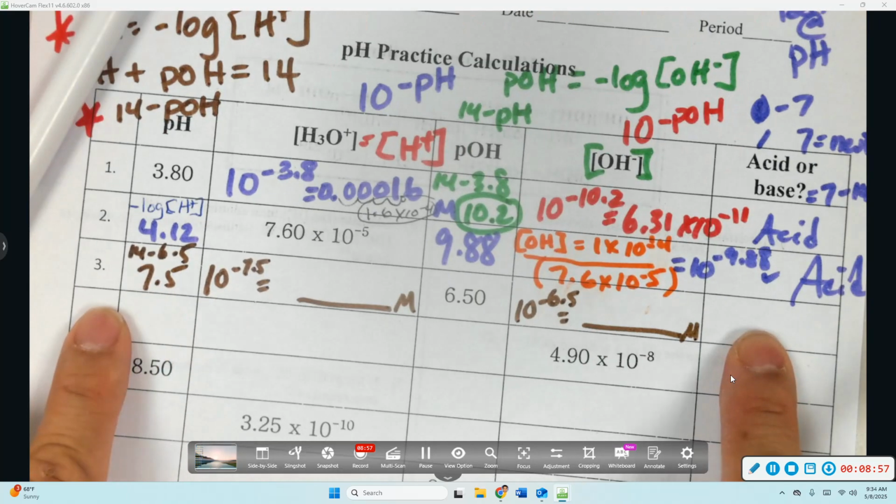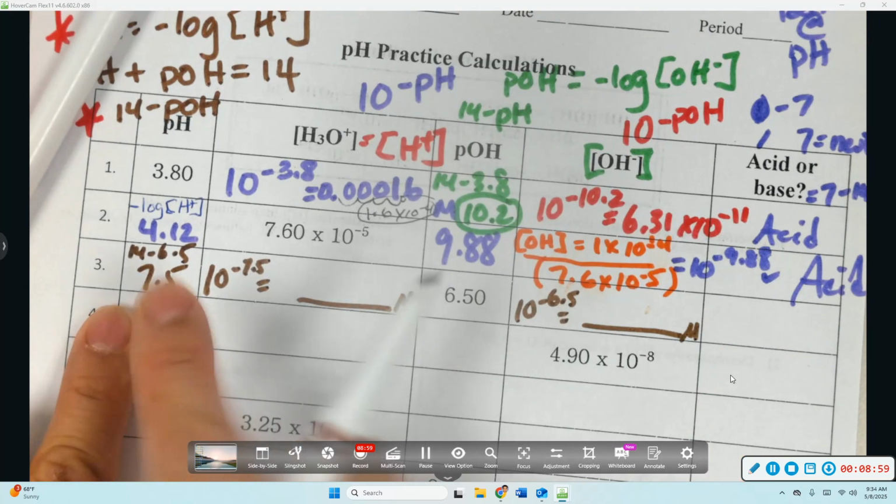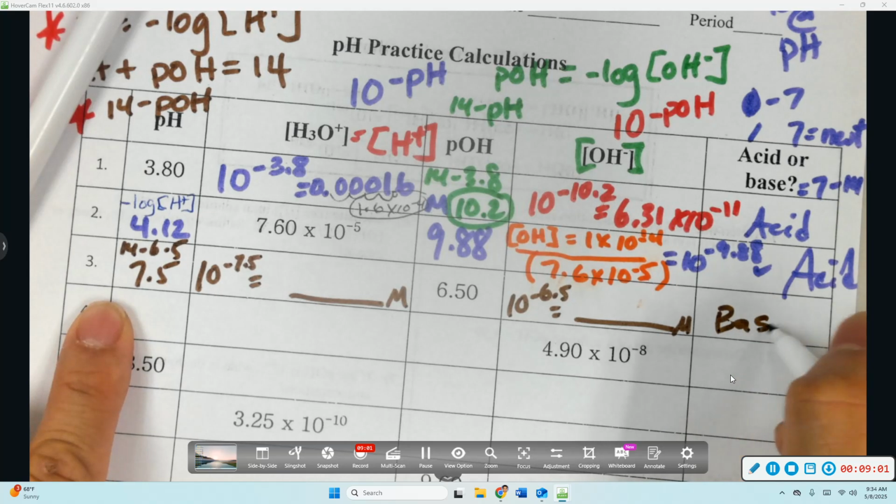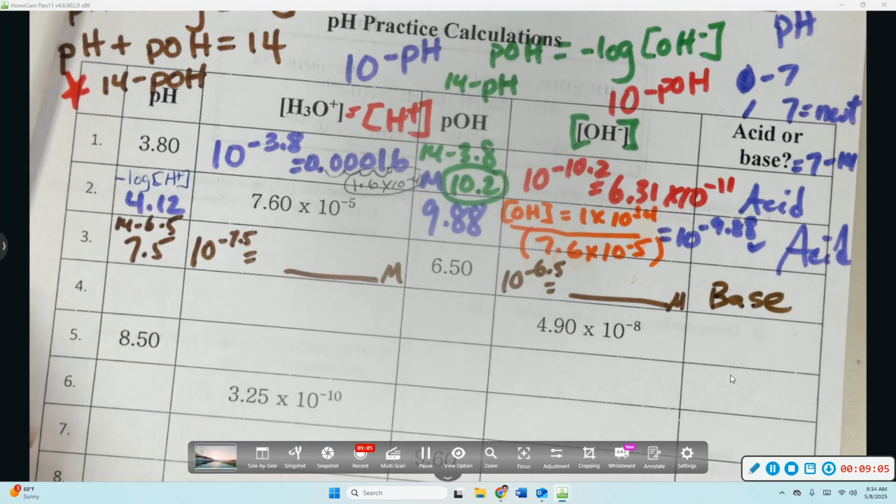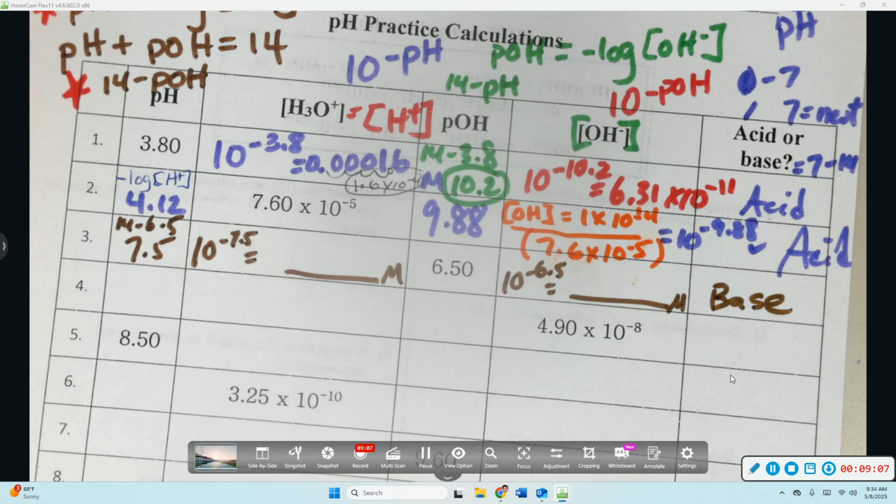Acid or base, 7.5 is above 7, so it's slightly basic. It's slightly basic. A weak base. The higher the number, the stronger the base. The lower the number, the stronger the acid. So that should get you ready to complete this.